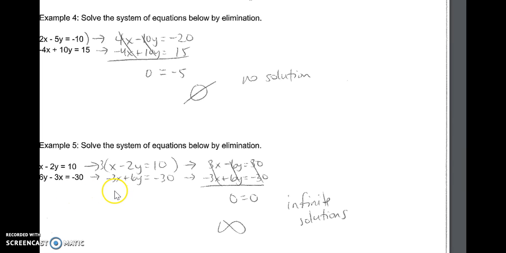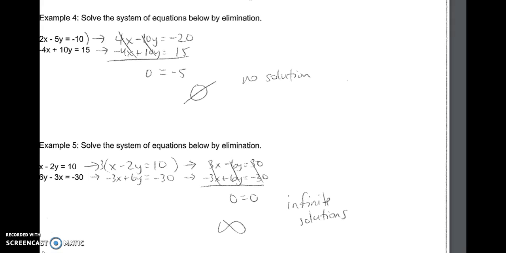So you have a -3x plus 6y. Okay? Again, your choice. You can work with the x's or y's. We're choosing to work with x's, so we're multiplying by a 3. 3x, 6y, and 30. Second equation stays the same, -3x, 6y, -30. 3 plus -3 is 0. -6 plus 6 is 0. 30 plus -30 is also 0. You end up with a 0 equals 0.